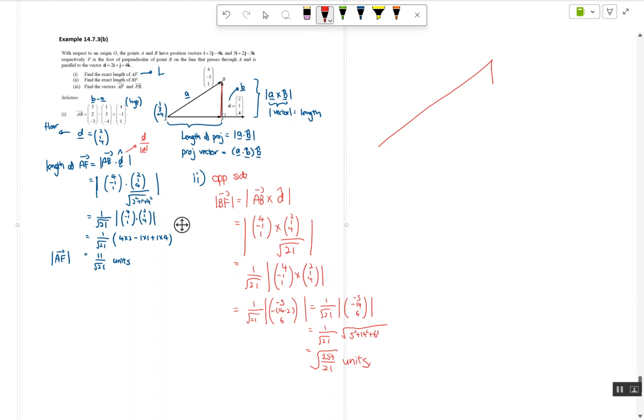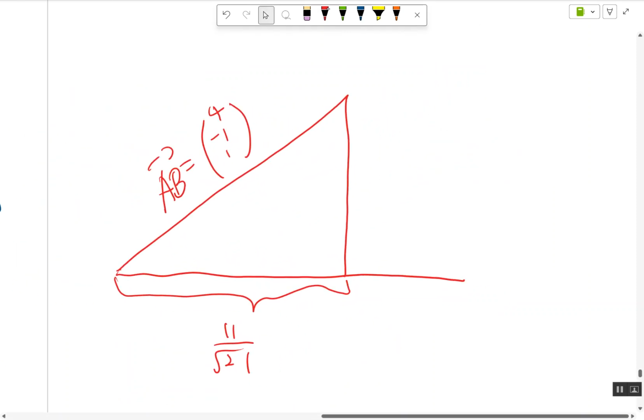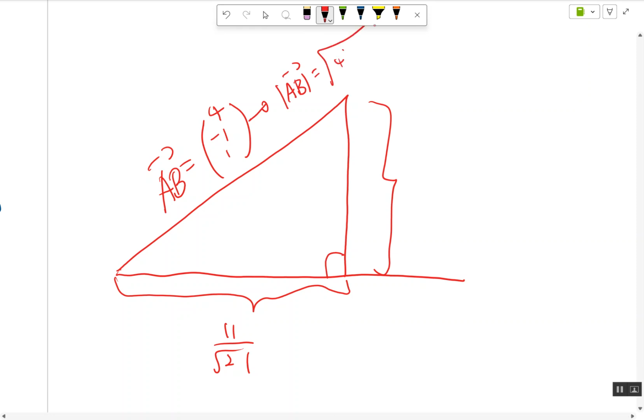So now I blow up this triangle again. We already found here from part 1, which is 11 over square root 21. And over here, this AB you already have, which is 4 minus 1, 1. If I can find the length of AB, then isn't it easy to find the length of this, because this is just Pythagoras theorem. So the length of AB is just equal to the square root of 4 squared plus 1 squared plus 1 squared, and that will give me square root of 16, 17, 18.